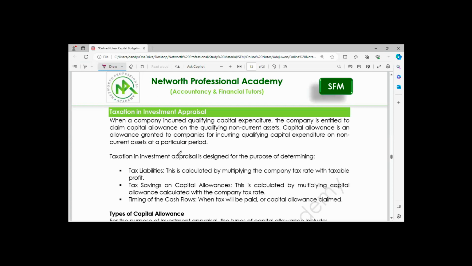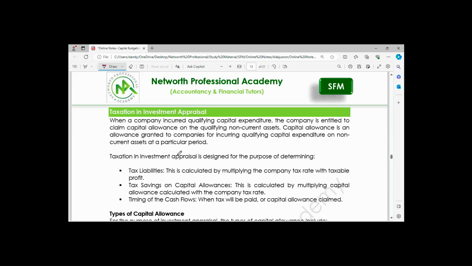Now, the first one, which is to determine tax liability, is very straightforward. But one thing you need to understand is that tax is paid when a company makes profits. Once a company makes a loss, you don't pay tax. You have to carry your loss forward until you're able to recover it, then you begin to pay. So in a year where a company makes a loss, you ignore it and move to the next one.